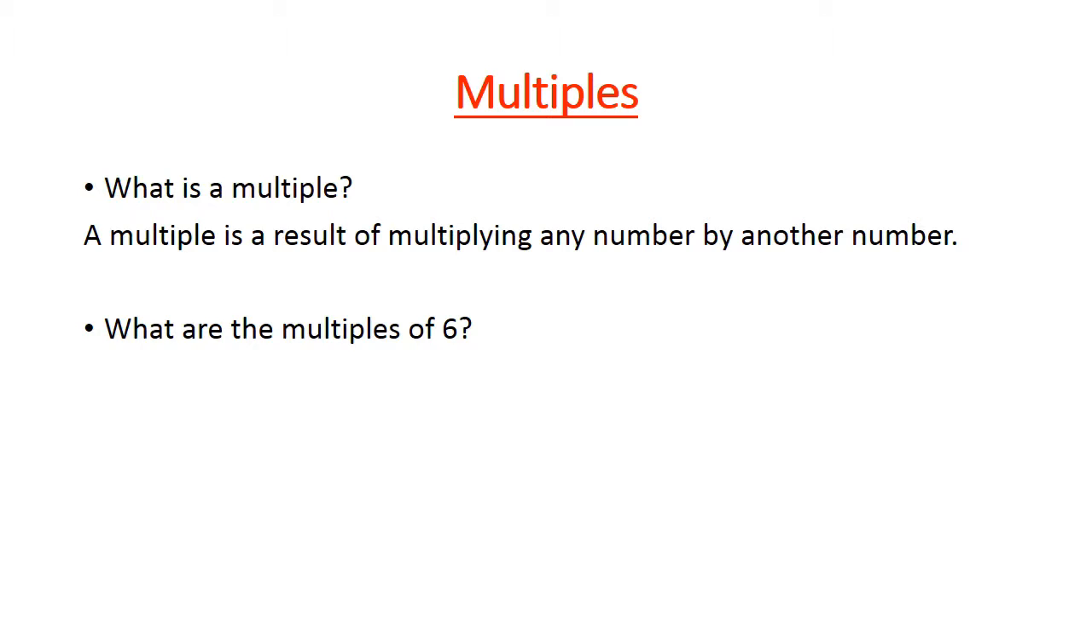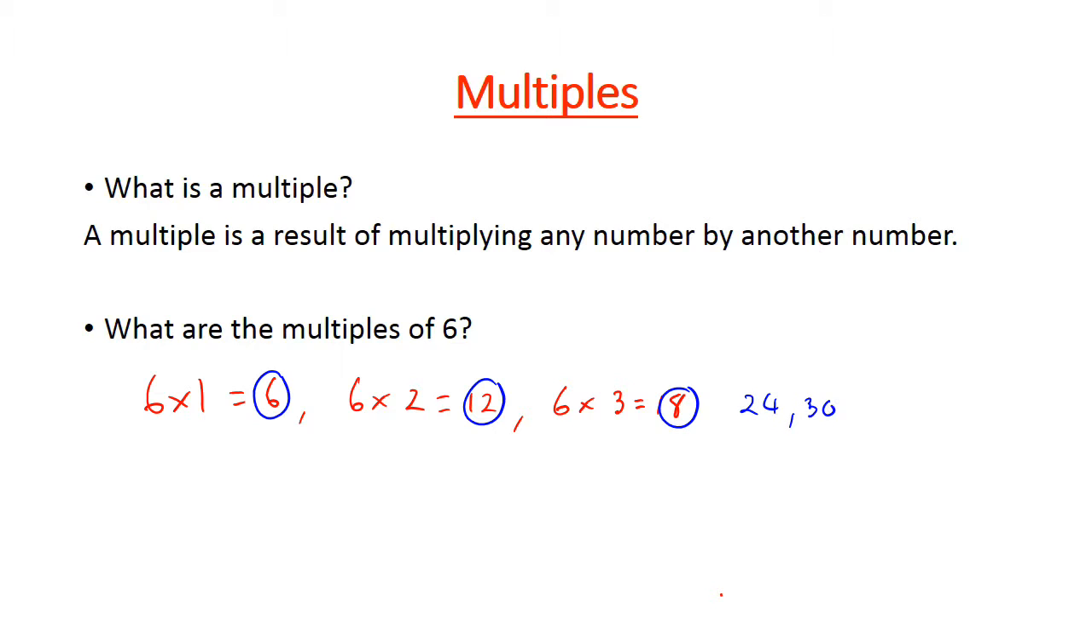Basically that means if we're looking at the multiples of 6, we could have 6 times 1 and that would give us 6. Or we could have 6 times 2 and that would be 12. Or we could have 6 times 3 and that would be 18. And basically we could go straight along the 6 times tables, getting 6, 12, 18, 24, 30, 36, 42, and we would just keep going. And all of those numbers would be multiples of 6.